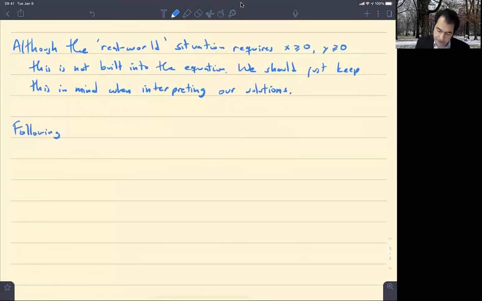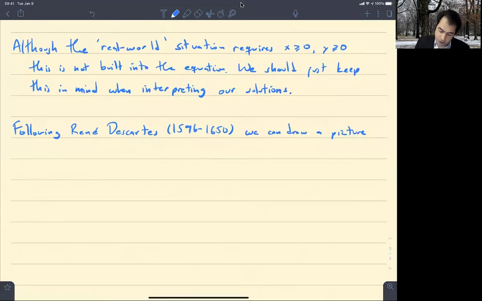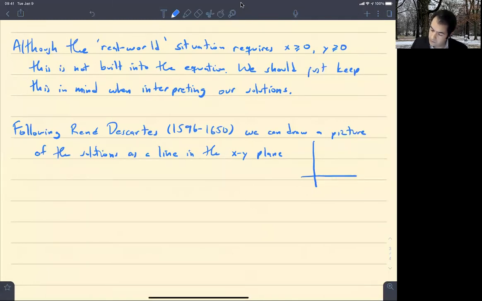So following René Descartes, life from 1596 to 1650, we can draw a picture of the solutions as a line in the xy plane. So the x-axis, the y-axis, like this, the line cuts here at 1800 and here at 1800. And any point here corresponds to a solution.